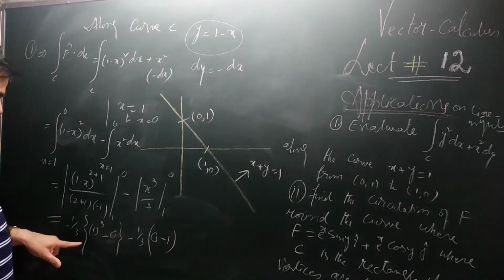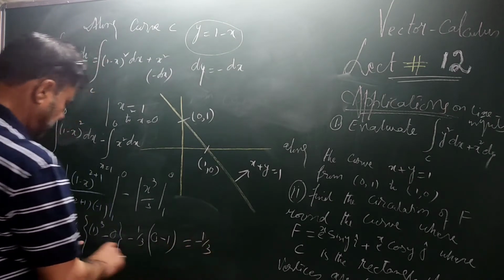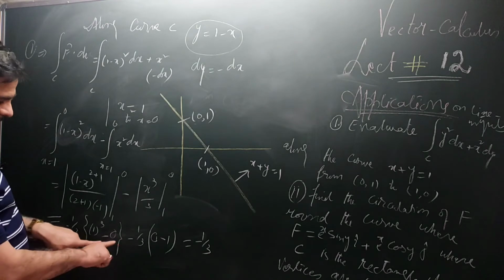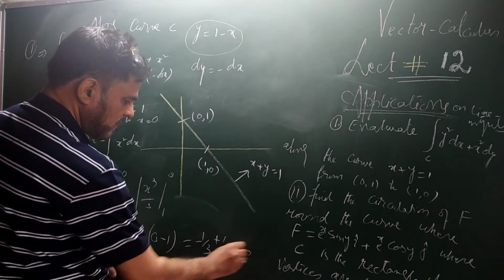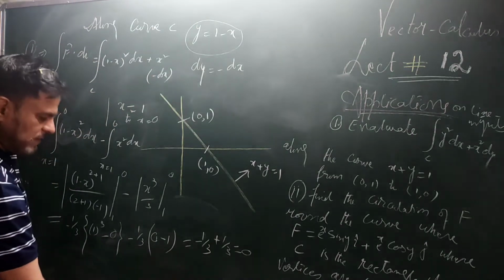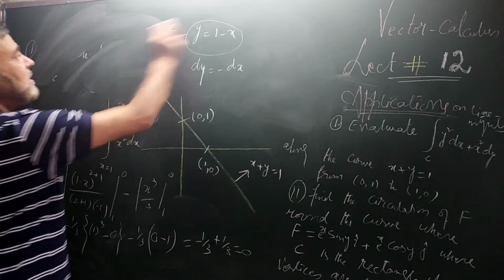So what is this now? It is your minus 1 by 3. This is minus 1 by 3. This is minus 1 by 3 into minus, it is plus 1 by 3. Yes, it is 0, it vanishes. So your integral of this along C vanishes.